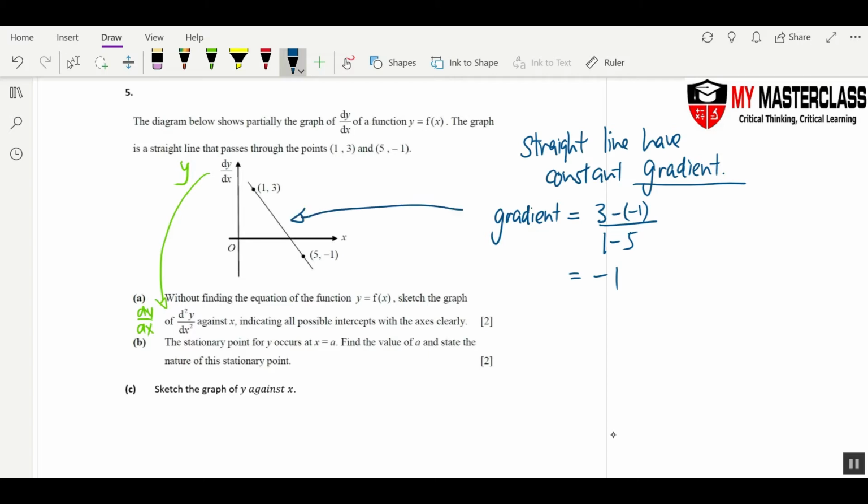So when I want to draw my d2y/dx2 graph, how will it look like? It will just be negative 1 here, a straight line like this, with 0, and then this is d2y/dx2. It will just be a constant line at negative 1 because this line has a constant gradient.